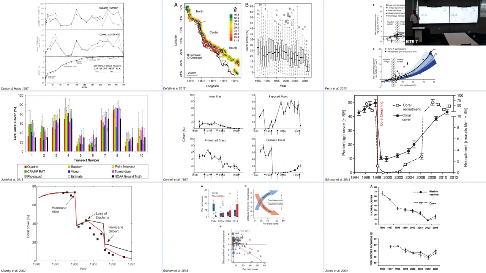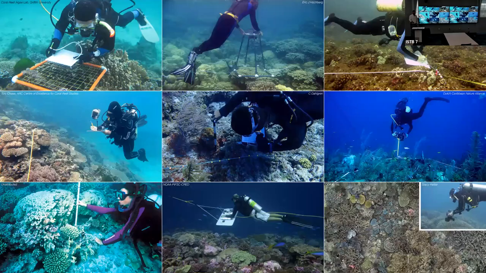People measure other things. They go how many fish and what's the diversity? And there's lots of metrics, but across the board, everywhere you go, Florida, Australia, Hawaii, Tahiti, how much coral is there? It's the universal metric. How do you measure coral? Well, you put on a scuba tank and get in the water, right? That's what we do. We put on sunscreen first.